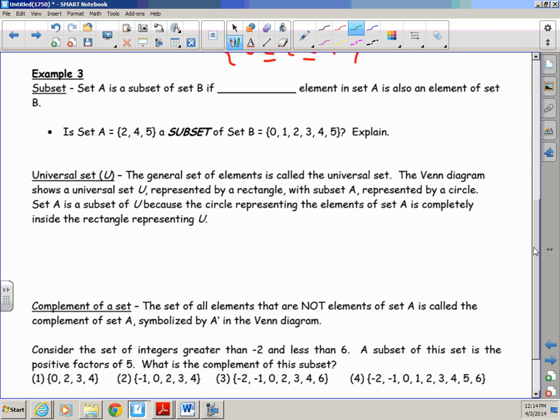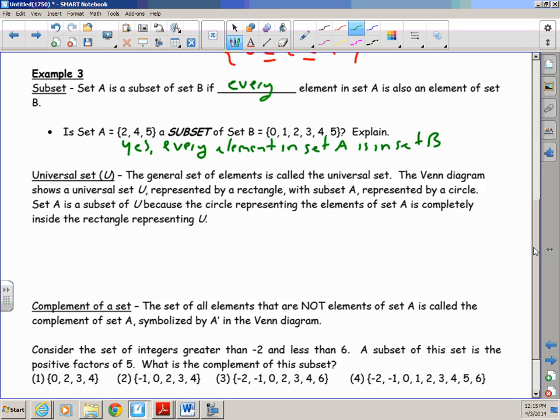Now, let's go through a couple more set definitions. A subset. Set A, or any set, is a subset of another set if every element in one set is an element in the other. So, for example, is set A, which has 2, 4, 5, a subset of set B, which has 0, 1, 2, 3, 4, 5? And the answer is yes, because every element in set A is in set B.